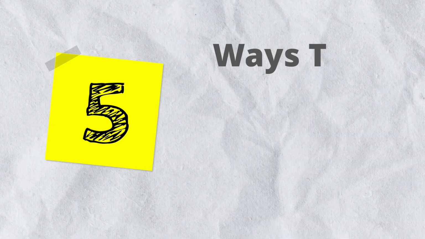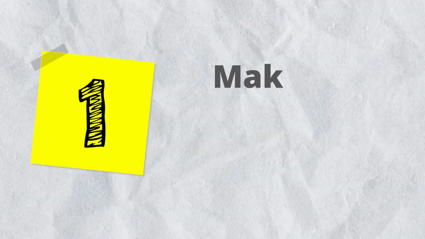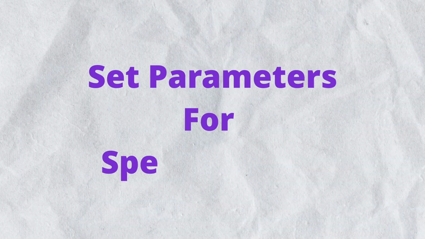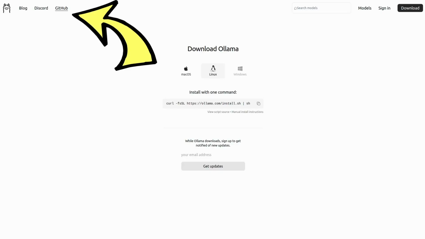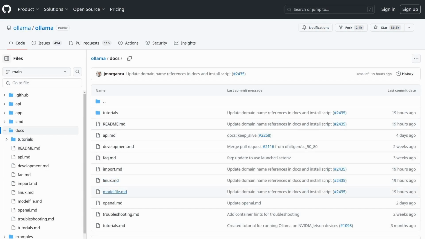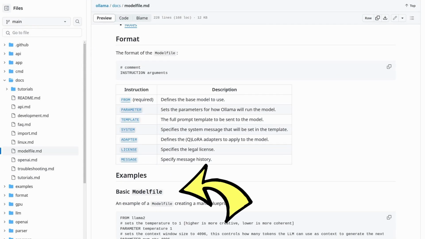From now, we will test 5 different options to see if we can improve the results. The first one is to make a custom model file and set the parameters more strictly to optimize this model for reasoning. It's very easy to do so. Just head over to Ollama's GitHub page and under the Ollama model file, check out these parameters. There is also an example that you can follow.